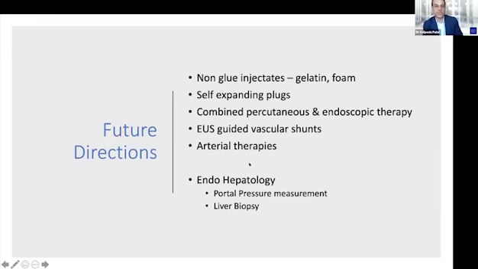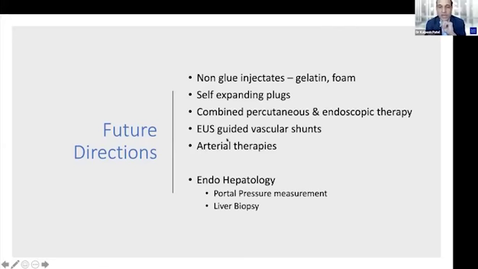So future directions for this field, there is interest in getting rid of glue completely and looking at non-glue injectates like gelatin or foam. There's an idea of using self-expanding plugs that would fit the size of the varix. We have a very good IR group here, and we've worked together on treating some very complicated varices, such as in the small bowel, or ones that have multiple systemic shunts, and working in combination to treat these safely. Of course, I think there's always been this hope that EUS can be used to develop a TIPS-like shunt in the liver. I know that is still kind of out there.